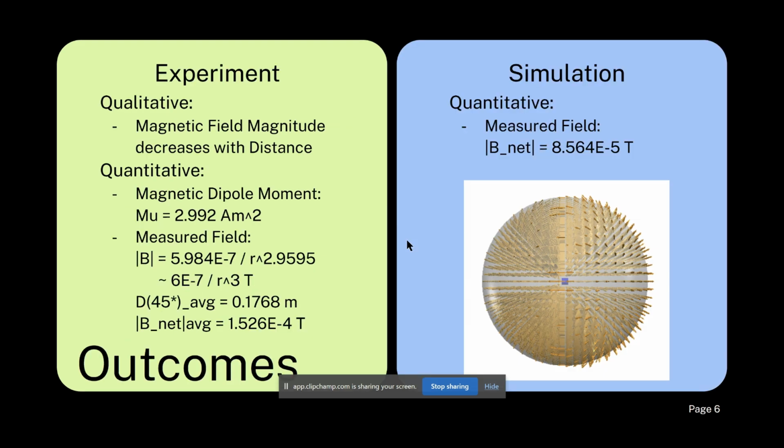In the experiment, we found out that the magnetic field magnitude decreases with increased distance, qualitatively, that the moment is 2.992 amp meters squared, and that the measured field, according to this equation from the linearization, at a 45-degree angle and a distance of about 0.18 meters, had a magnetic field of 1.52. In the simulation, using this same magnetic dipole moment, we actually got a number that is half the size. That's strange.